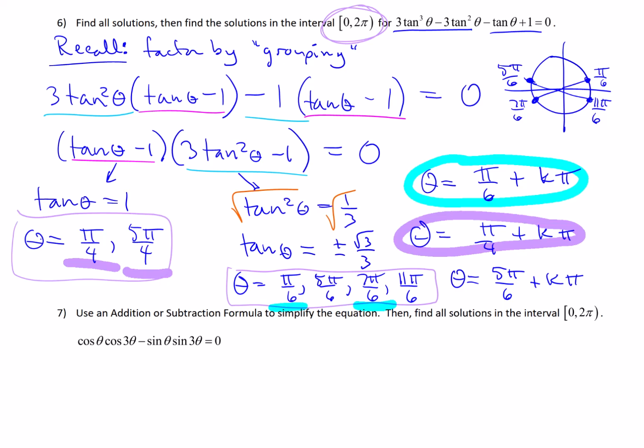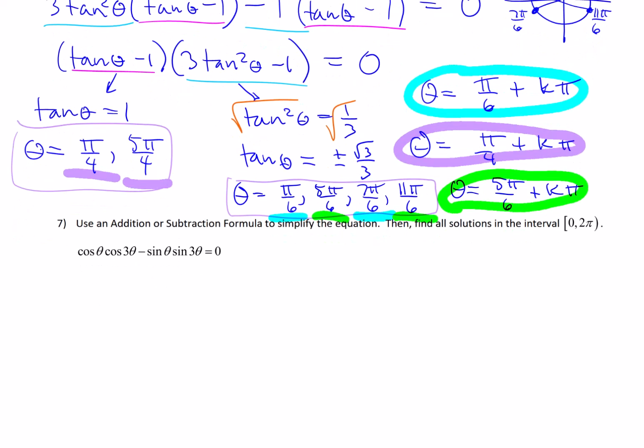So we'll say that when theta is equal to 5 pi over 6 plus k pi, that accounts for 5 pi over 6 and 11 pi over 6. Okay, there we have it. So we've answered both things. We found all the general solutions with our k formulas, and we found all the solutions that are within one circle, 0 to 2 pi.